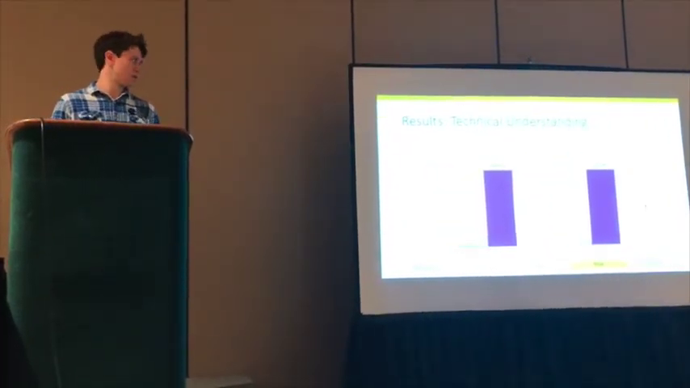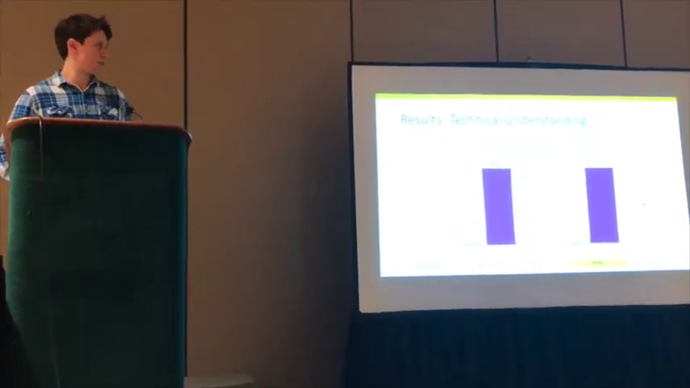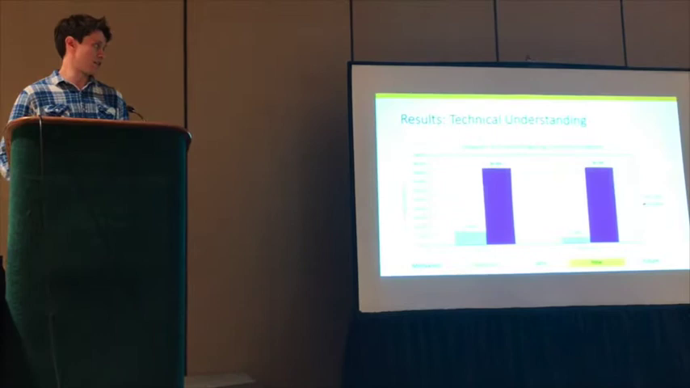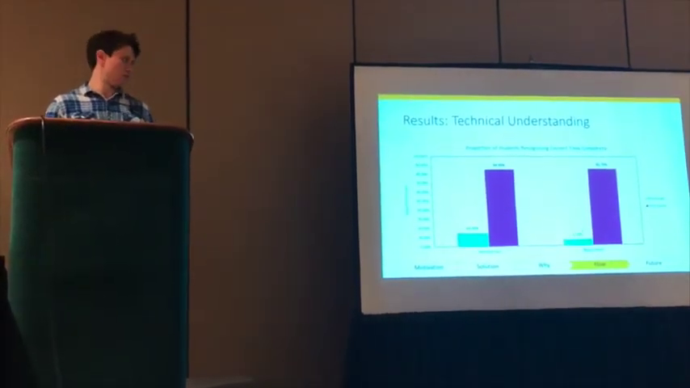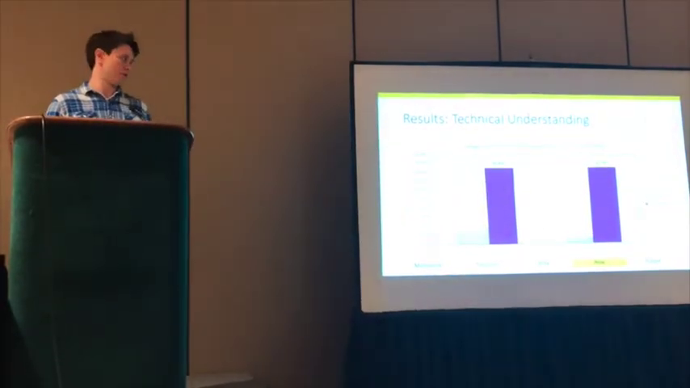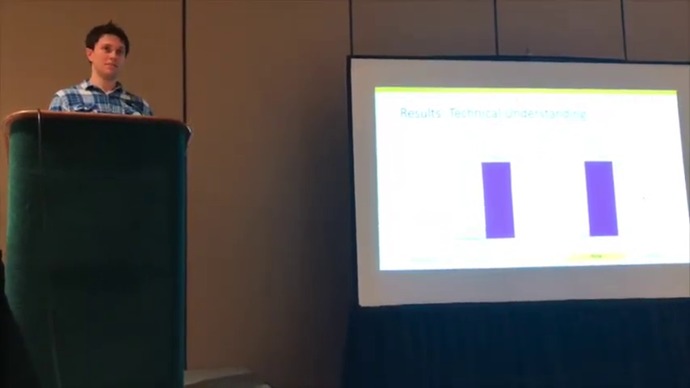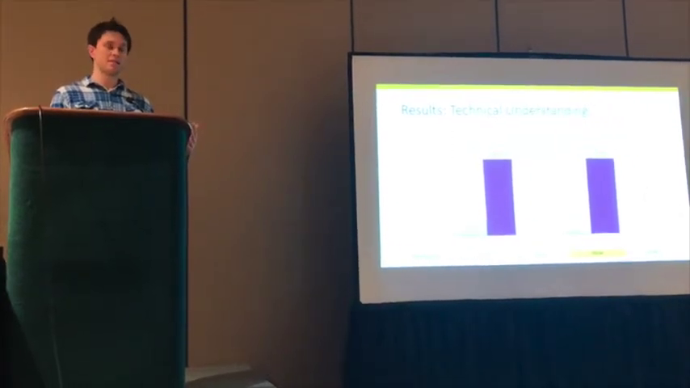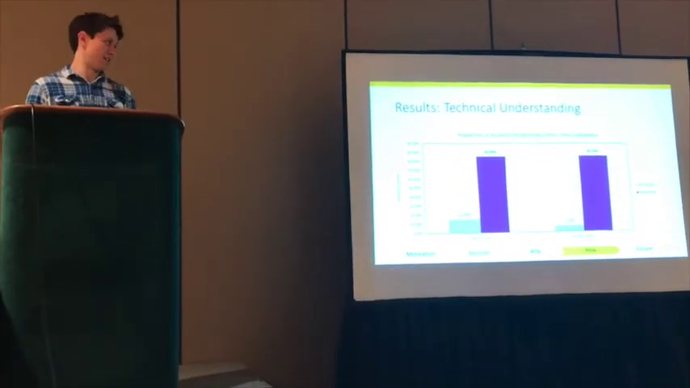So here are the first results for technical understanding. We can see that there's a 70% increase in the accuracy of students' responses for both selection sort and binary search. So you can see the green is their pre-test accuracy and the purple is their post-test. So basically this is over a single question. Can you identify the time complexity of binary search or the time complexity of selection sort? And they chose from 6 responses, one of which was I don't know. So there was no guessing here.